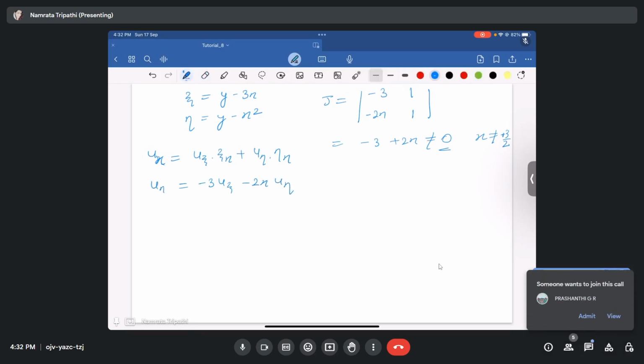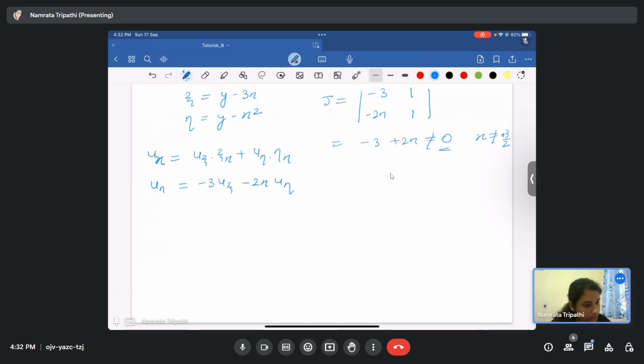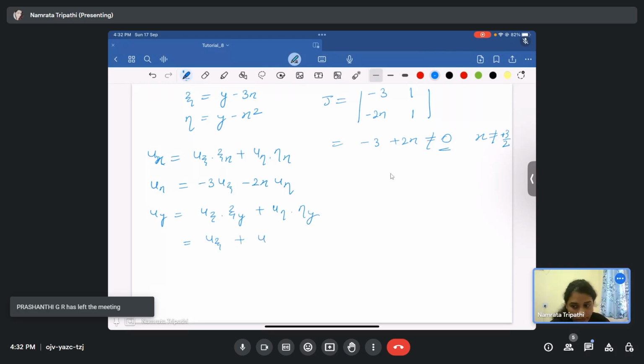Similarly, u of y is u xi times xi of y plus u eta times eta of y. What is xi of y? It is 1, and eta of y, it is also 1. Fine. Now we have to calculate u xx.